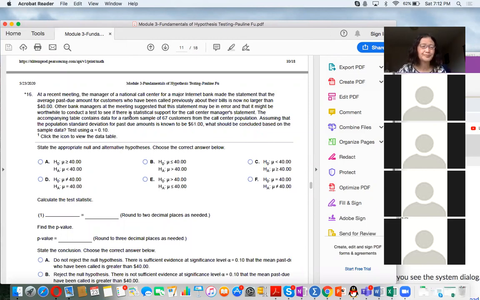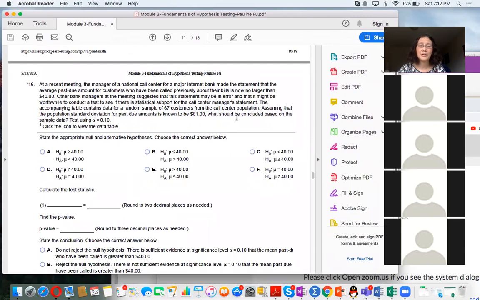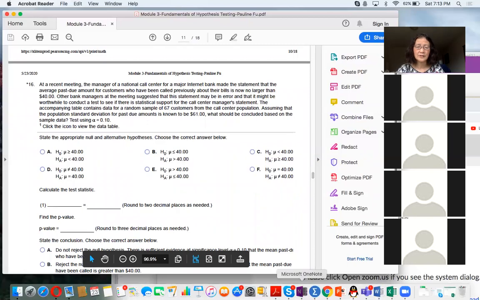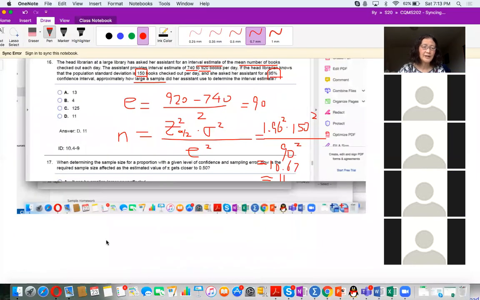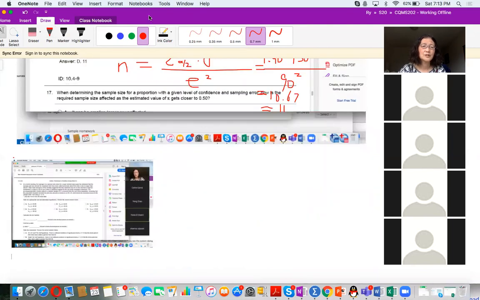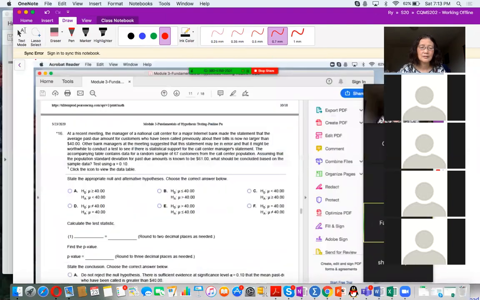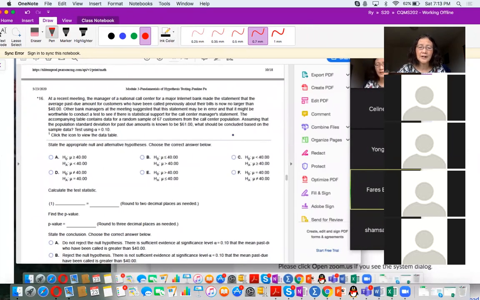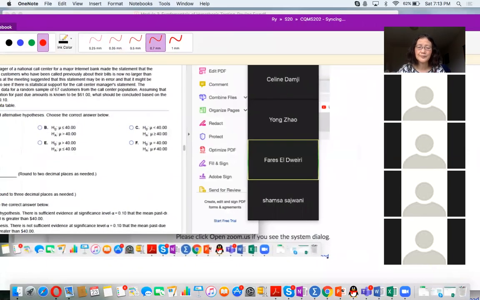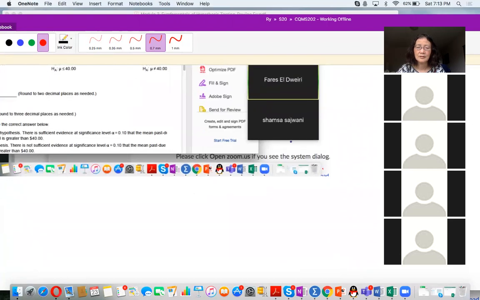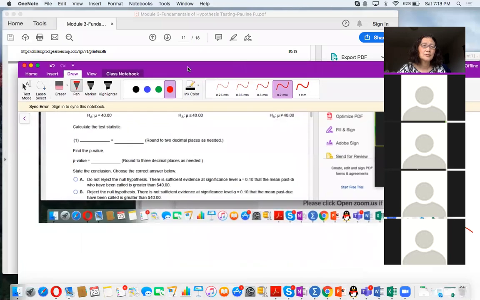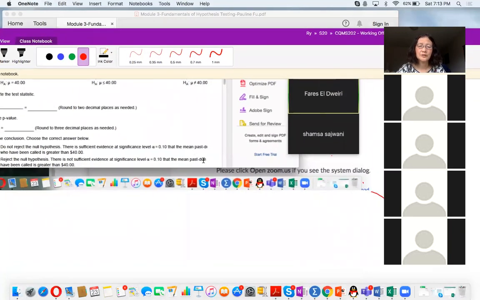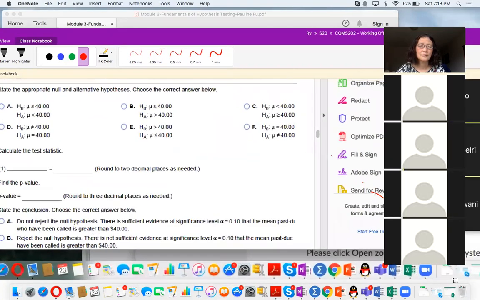Okay, let's go through this question, okay? At a recent meeting, the manager of national, maybe I need to copy this question to OneNote because I can make annotations, because I cannot write anything on this PDF file. Okay, now I can write down the note. Can anyone see the questions clearly, or do I need to increase the font size? Change to pencil mode. All right.